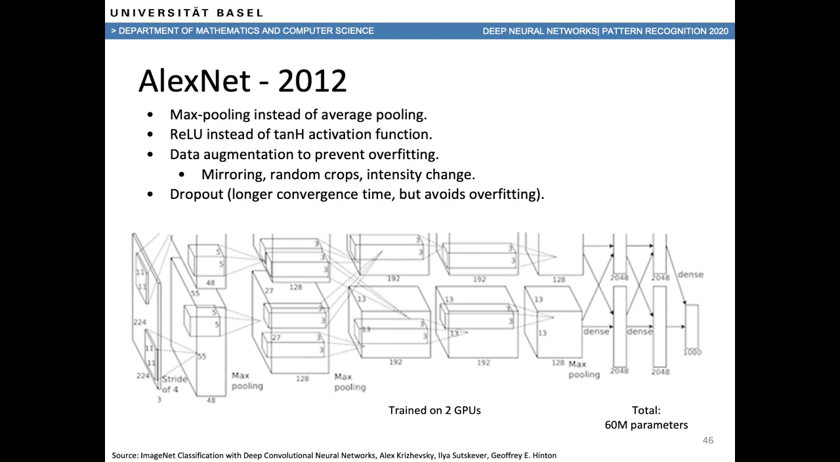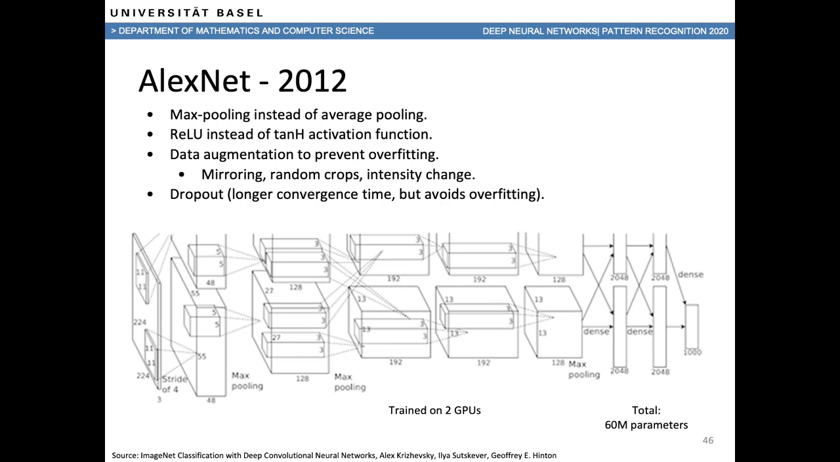Then on the input for the images, in the paper, they're using a lot of data augmentation to prevent overfitting, such as mirroring, random crops, intensity change, and so on. And they also introduced dropout to avoid overfitting on the data.